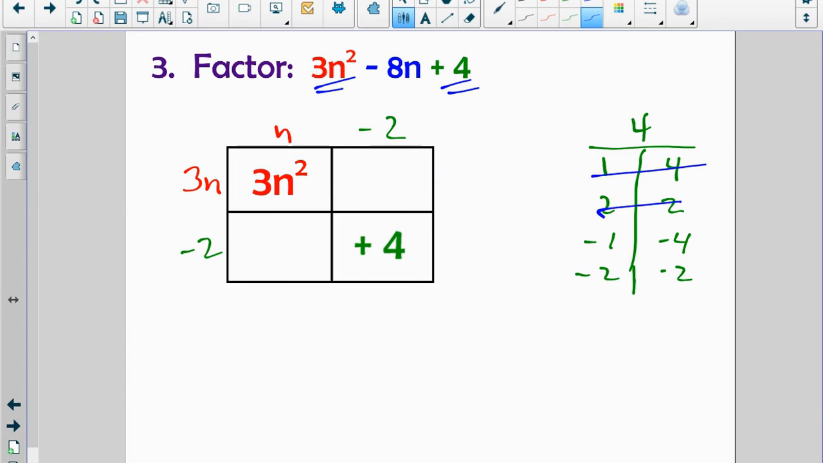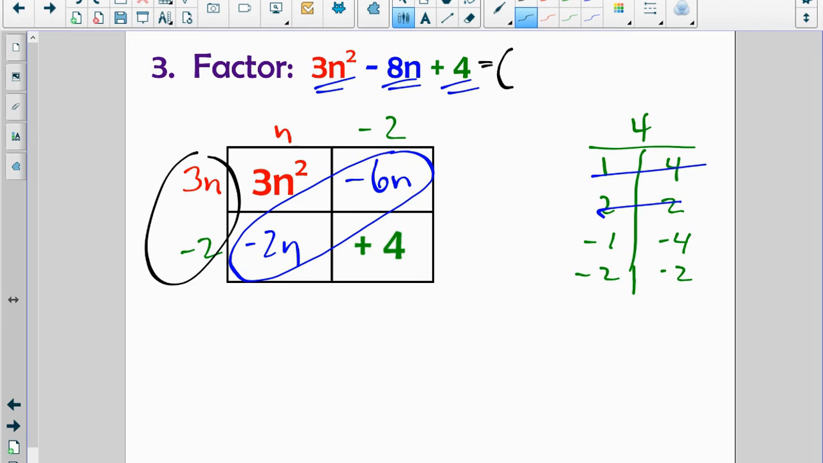3n times negative 2 is negative 6n. In the bottom row, I'd multiply negative 2 times n. I get negative 2n. Hey, look at that. When I add those together, I get negative 8n, just like I wanted. Wow, I love it when it works out.